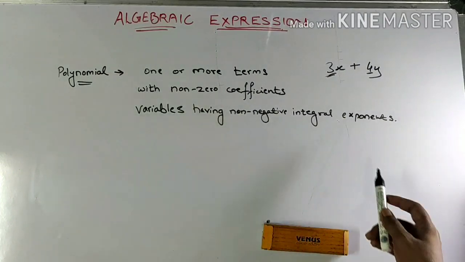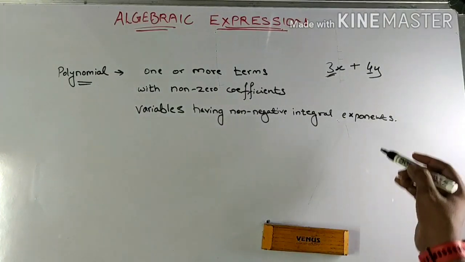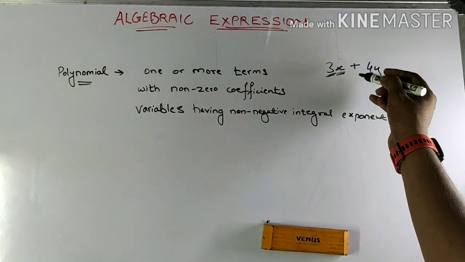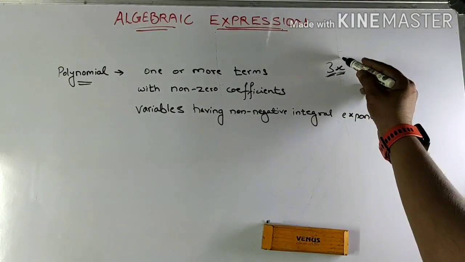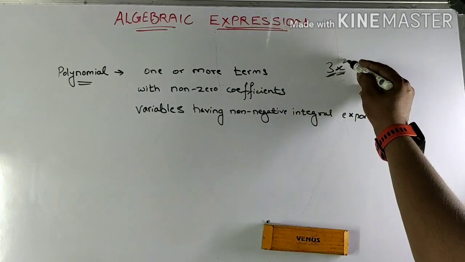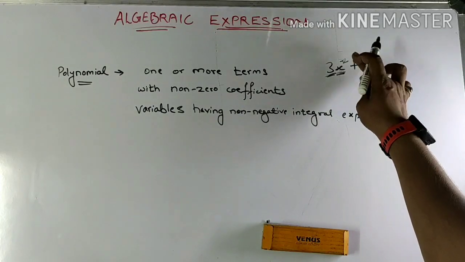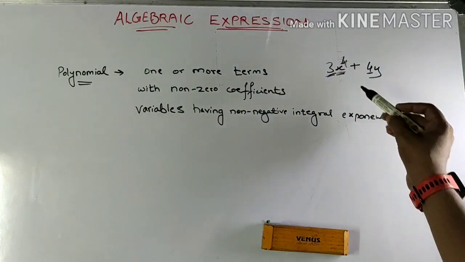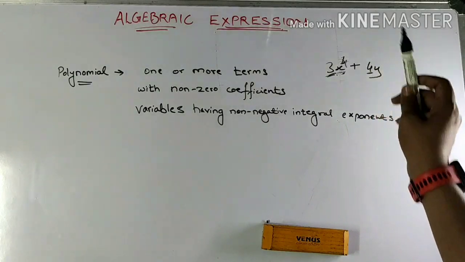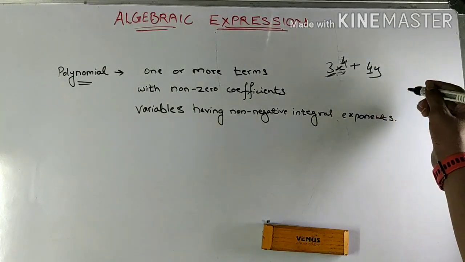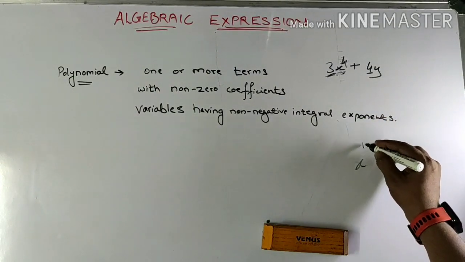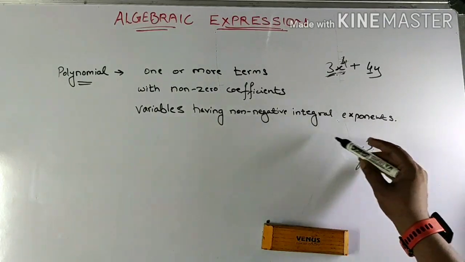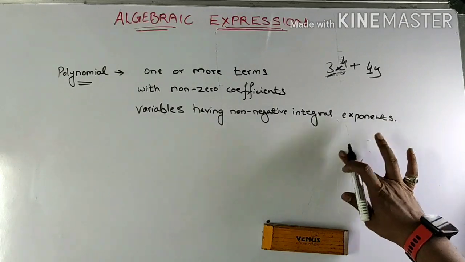So it will always have a negative or a positive coefficient. Variables having non-negative integral exponents. The power of the variable should be a non-negative number. So it can be 2, it can be 3, it can be 4, like that. You cannot have x raised to 1 by 2, or x raised to minus 3. It should be non-negative. Non-negative means either positive or 0.